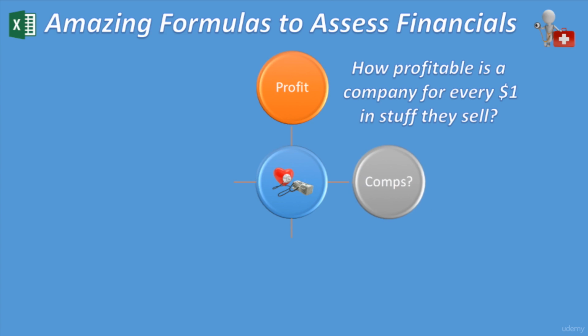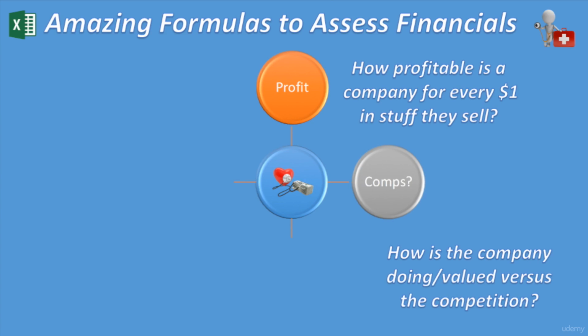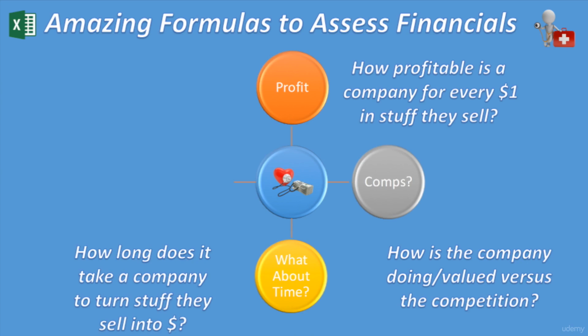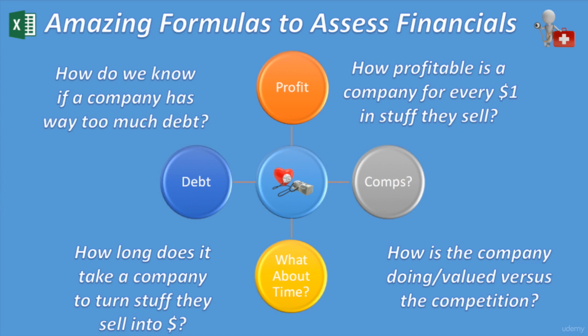The second category is the competition, or comps. How is the company doing or valued versus the competition? The third category is what about time? How long does it take a company to turn stuff that they create into cash? And the last section is debt. And how do we know if a company has way too much debt?